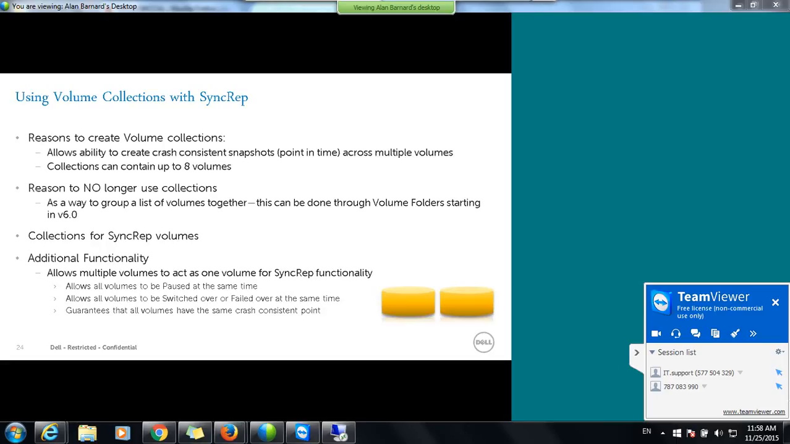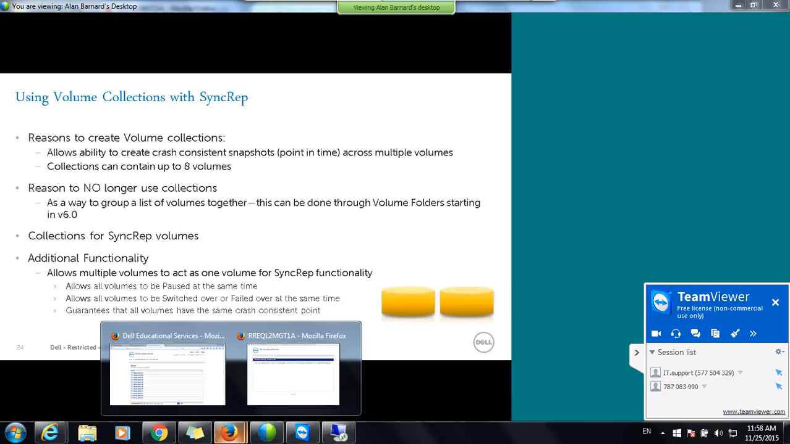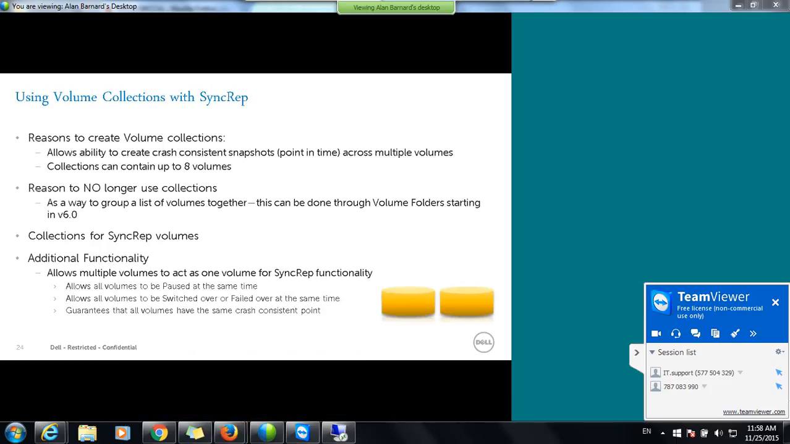What is a collection of sync rep? It's just a collection for sync rep volumes. Additional functionalities: it allows all volumes to be paused at the same time. Same thing, because it's a collection, you can do one action and it will apply to both volumes. It allows volumes to be switched over or failed over at the same time, and guarantees that all volumes have the same crash consistent point. This is the critical part. Why we have a volume collection is to have a crash consistent point.